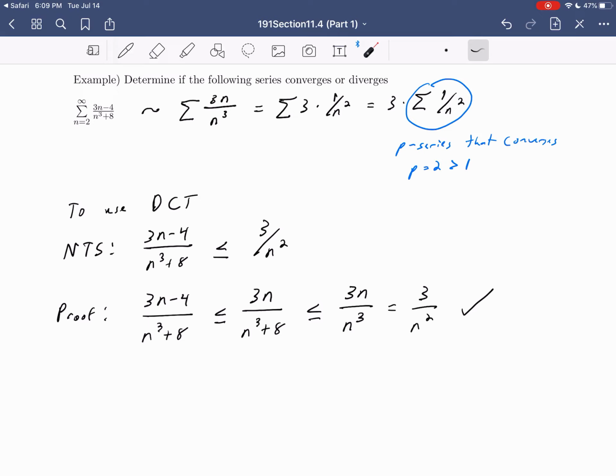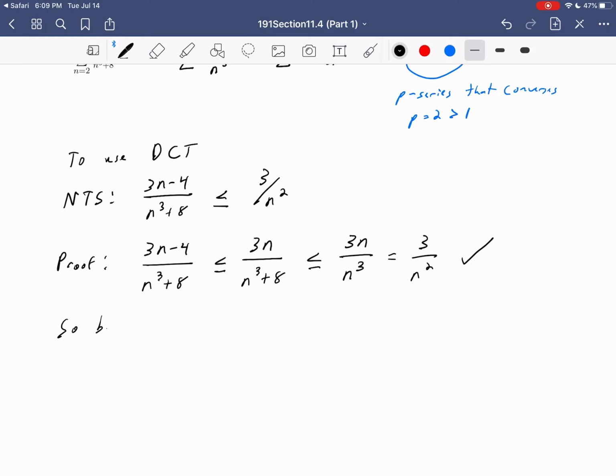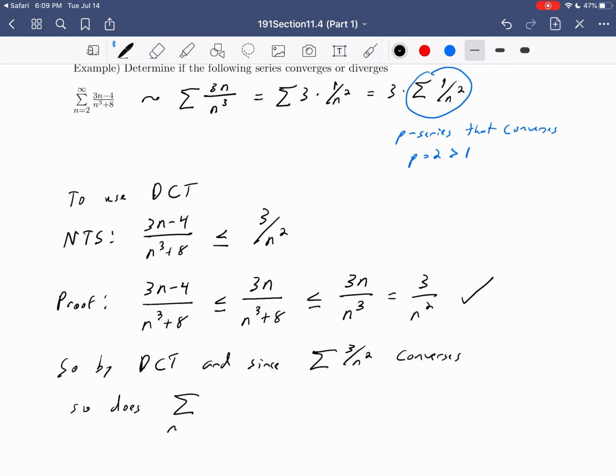So why is that important? Well, that means the terms here are smaller than the terms here. This series converges, so it sums up to a finite value. So this one must also sum up to a finite value. So by DCT, and since the sum of 3 over n squared converges, so does the sum from n equals 2 to infinity of (3n minus 4)/(n cubed plus 8). So we've just shown that this one is a convergent series by comparing it against another convergent series.